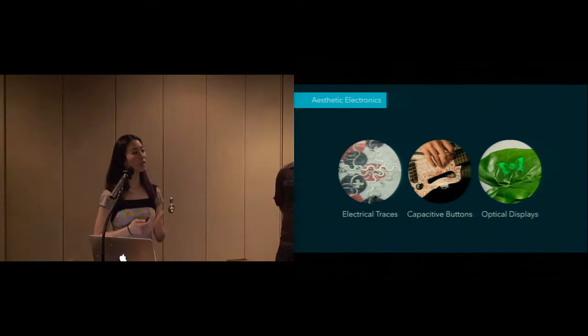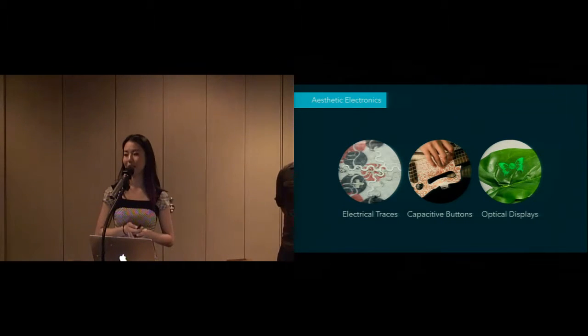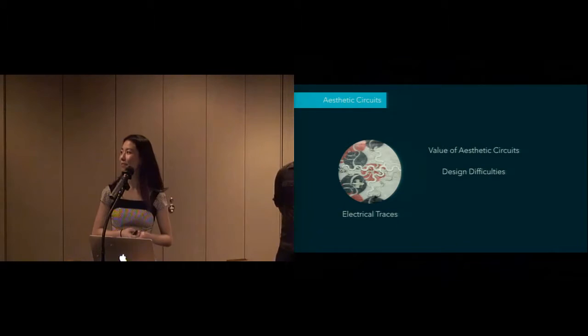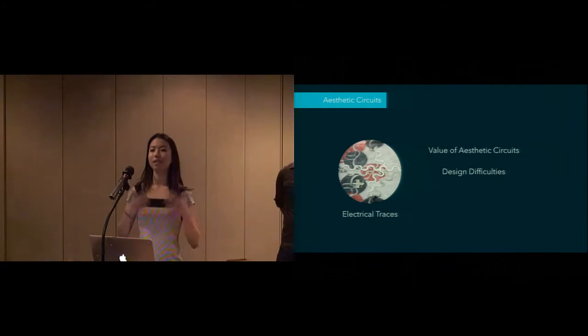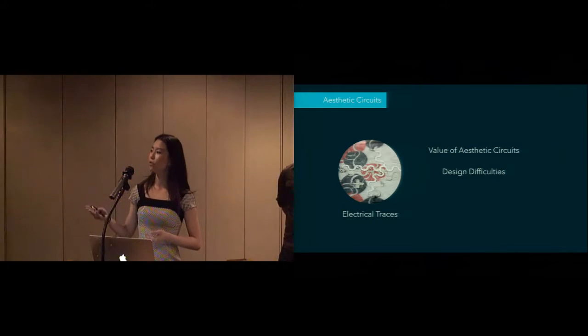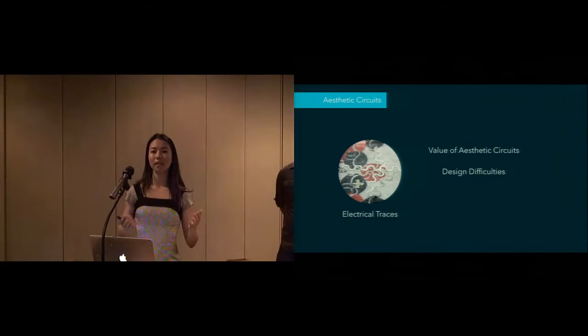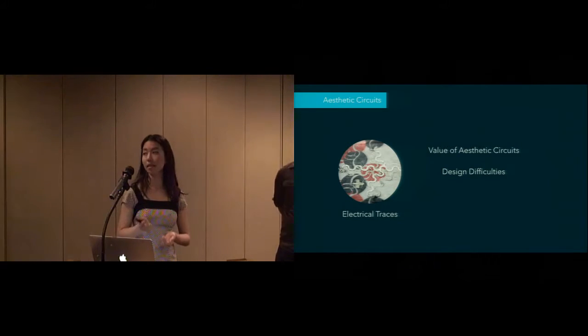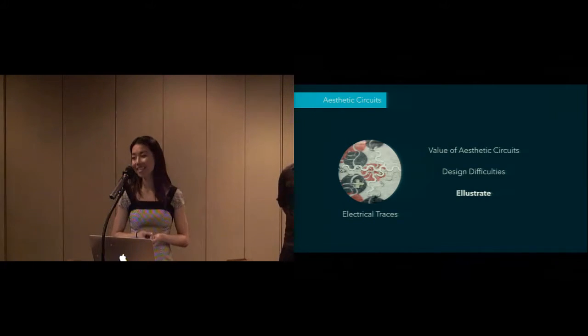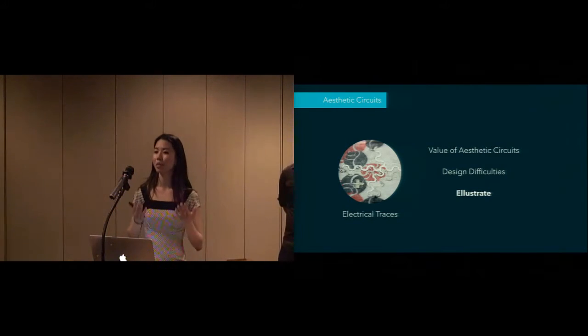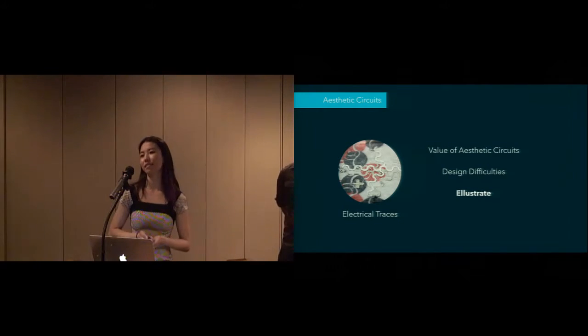But in today's presentation, we're going to focus on a subset of aesthetic electronics, which is aesthetic circuits. Aesthetic circuits is our definition of the form that electrical traces can take on a myriad of different visual design possibilities. So we're going to talk about the value of aesthetic circuits, the design difficulties that users encounter when designing with them, mainly balancing electrical functions as well as aesthetic values. And then we're going to present to you our digital design tool, which is called Ellustrate. It is designed to help users to design, fabricate, and debug these aesthetic circuits.